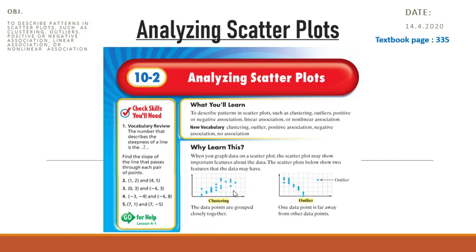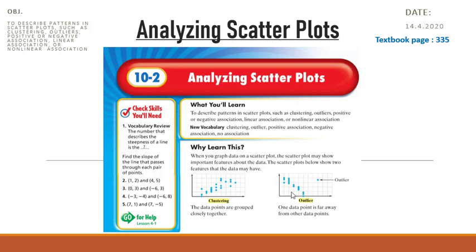In the first one, this is clustering. Here, the data points are grouped closely together. And here, we're talking about this point. This point is an outlier. Outlier means one data point is away from other data points. So this is an outlier. Outlier means it's away from the other data points.